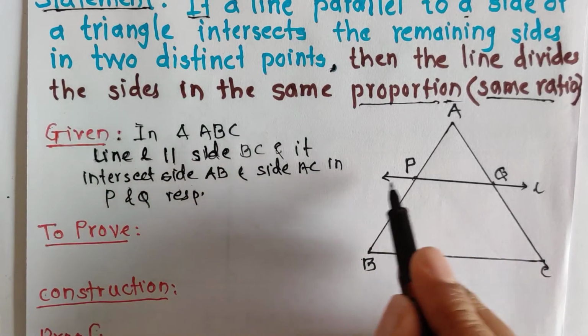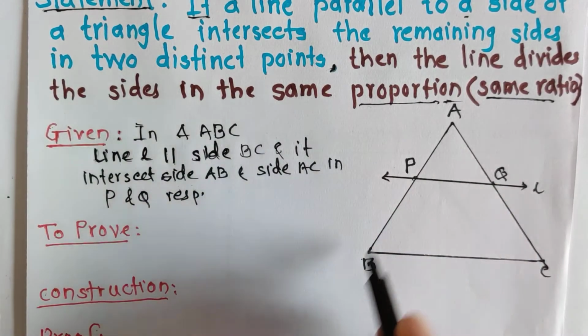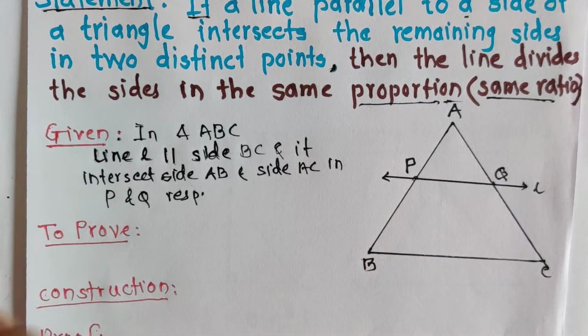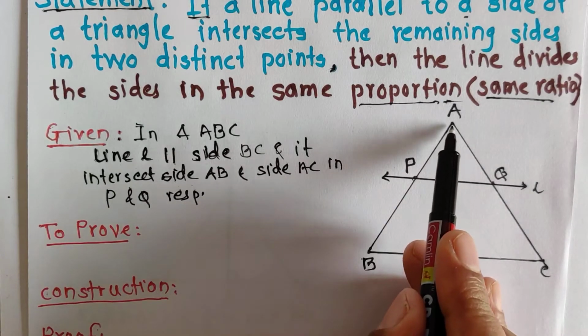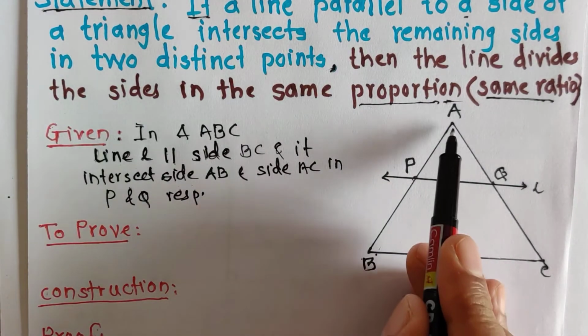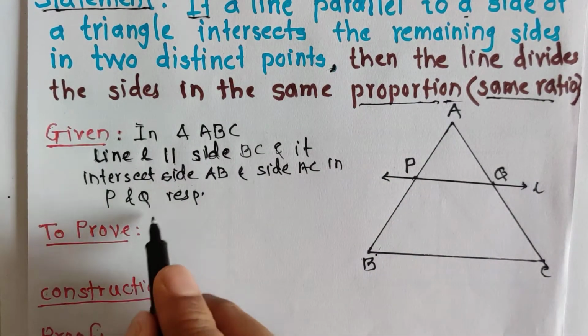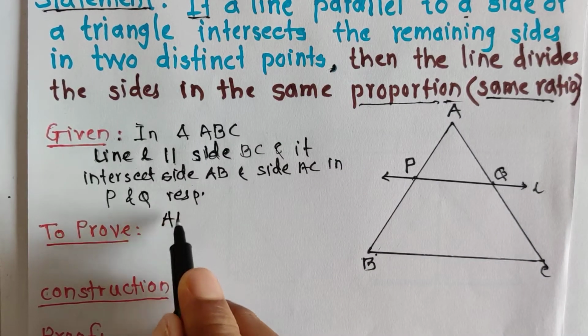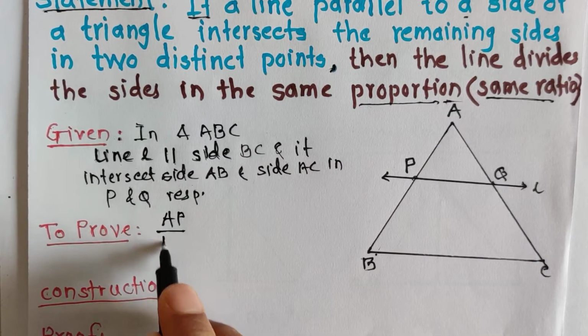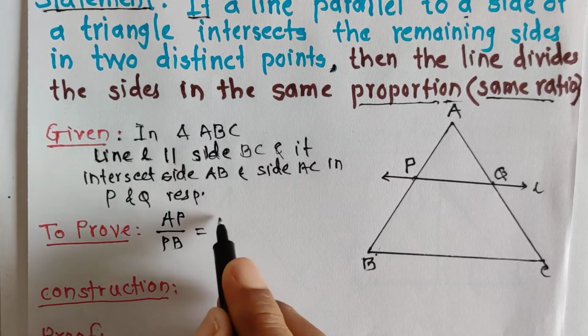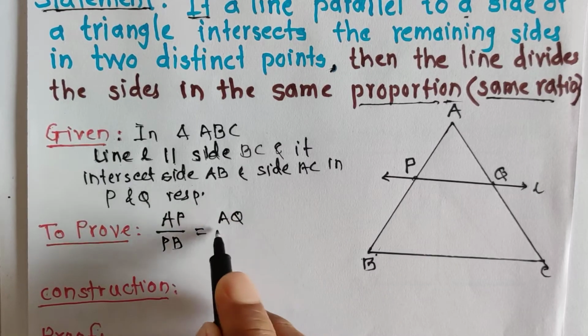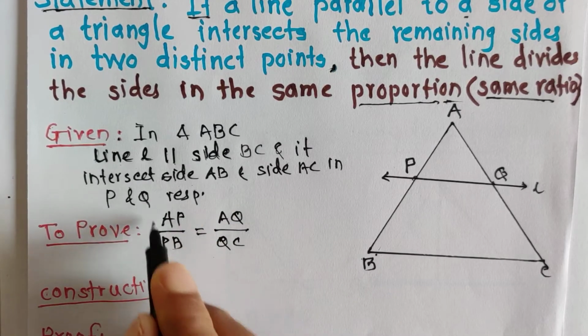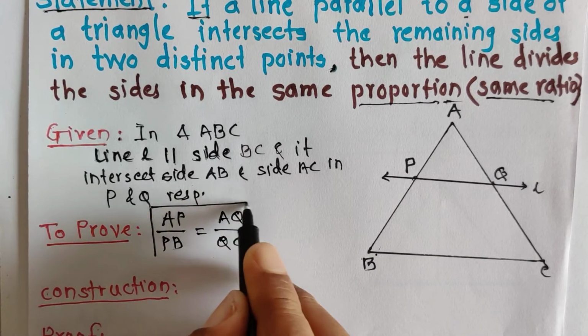This line L divides these sides in the same ratio. Proportion means same ratio. Same ratio means AP upon PB equals AQ upon QC. So what we have to prove? AP upon PB is equal to AQ upon QC. That we have to prove.